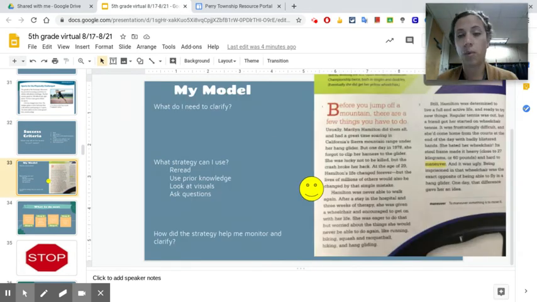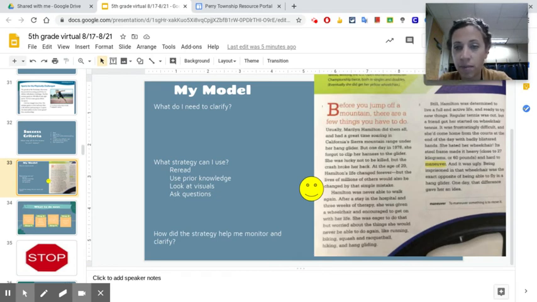So what we're going to do is I'm going to read that first paragraph, and I'm going to show you what it feels like to kind of monitor your thinking. So this is in your My Book. I think it's page 48, but it's the wheelchair, the hang glider one. So what do I need to clarify? Well, I haven't started reading yet. I'm going to read to the happy face.